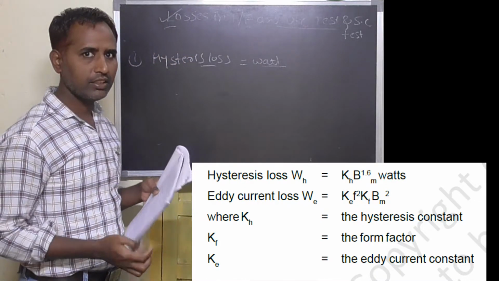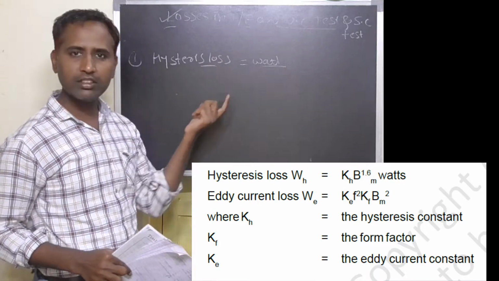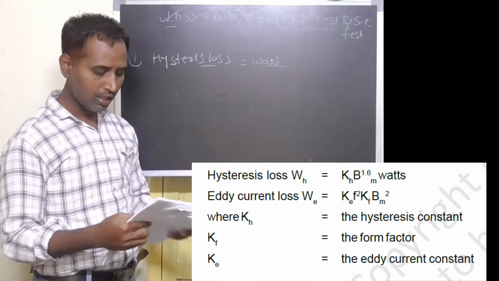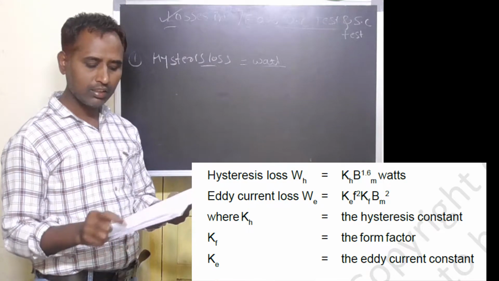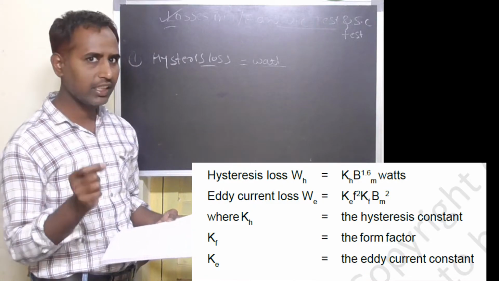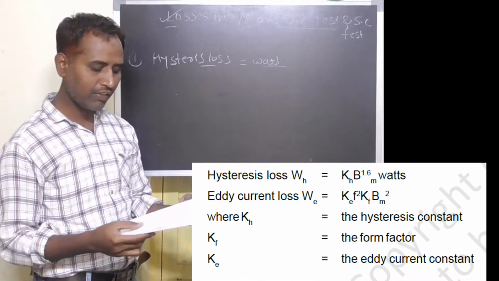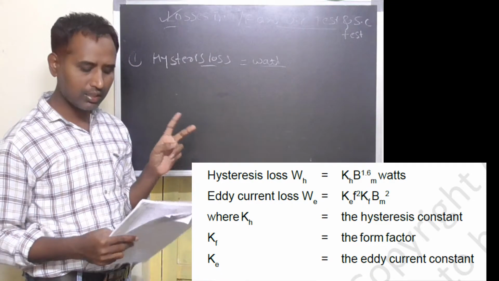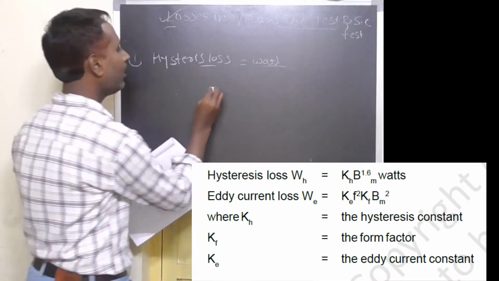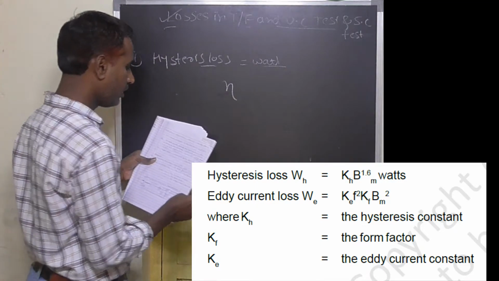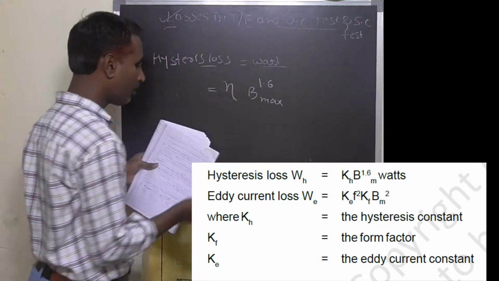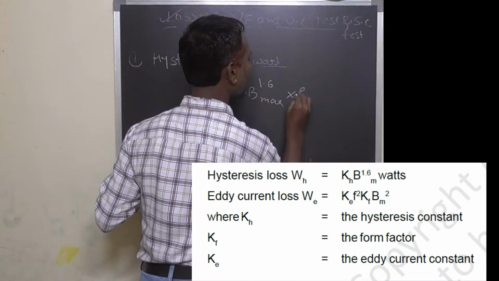This is very, very important. The unit of hysteresis loss is watt. The hysteresis loss is measured in watt. Okay friend, this is an important point. So next, the eddy current loss formula: eddy current constant into frequency square, form factor into magnetic flux density square. This is the eddy current formula. Keep in mind these two formulas are very, very important. For hysteresis loss, one more formula is there: hysteresis constant into magnetic flux density raised to 1.6, into frequency into volume.